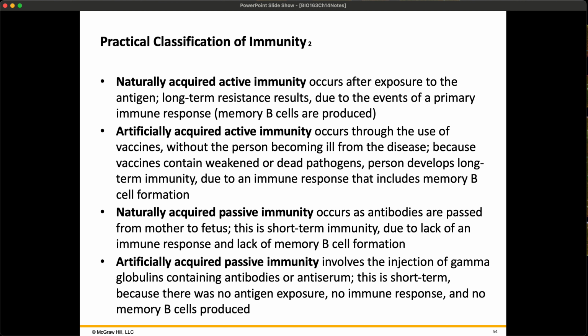So artificially acquired active is vaccines, where your body can then produce its own antibodies. It's being exposed to the virus or bacteria. Naturally acquired passive immunity means that you are not producing memory cells. So with passive immunity, no memory cells are being produced. This is through breastfeeding. Typically, that's how that happens.